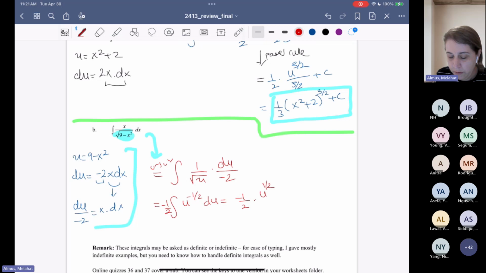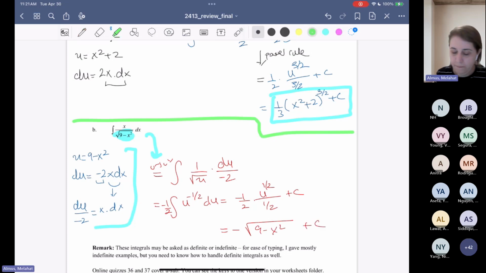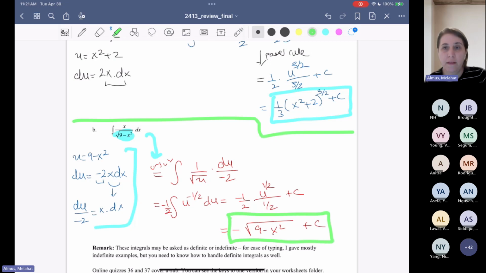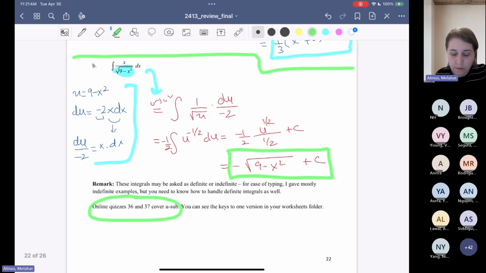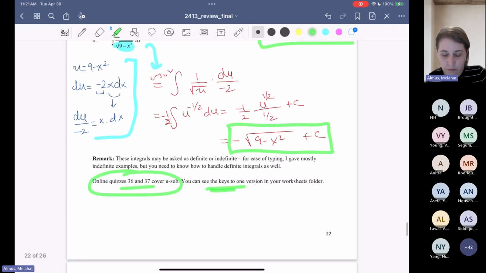Add 1 to the power, divide by the new power. Go back to x. That's it. That's our final answer. Okay, we did this. The video is available if you want to rewatch. And remember, quizzes 36 and 37 are your friends with USub. You have to understand this. I posted the keys to one version of each so that you can get some help from those.